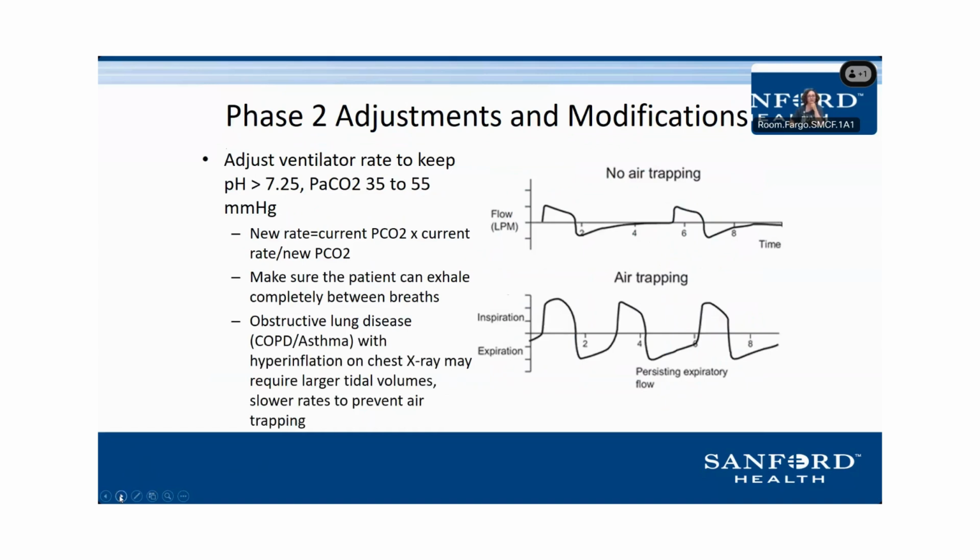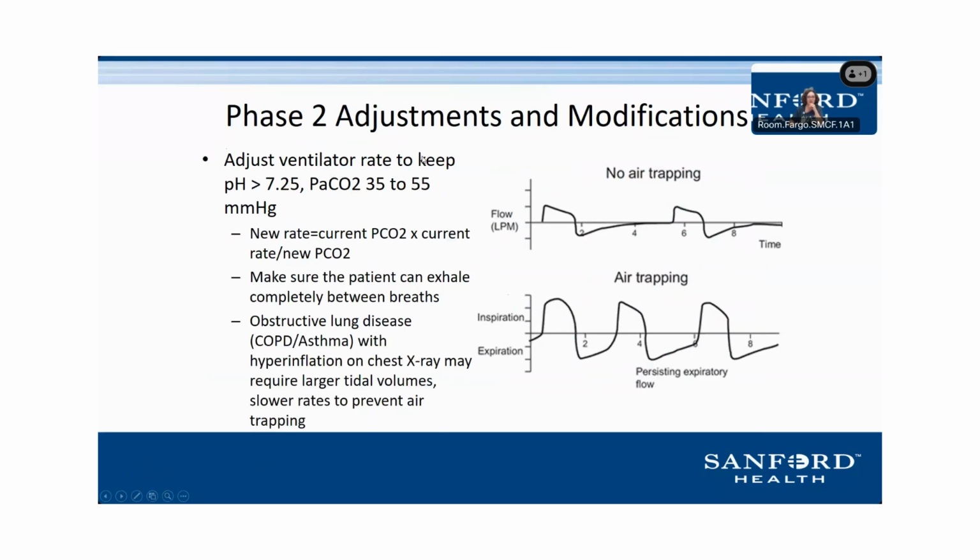Okay. Some other ventilator adjustments. So if I get that blood gas back, my target is to keep the pH greater than 7.25, CO2 is 35 to 55. I do want to make sure that if I'm getting the peak pressures that I like, I'm changing the rate to get the blood gases that I want from those settings.